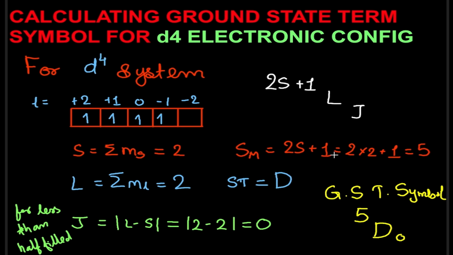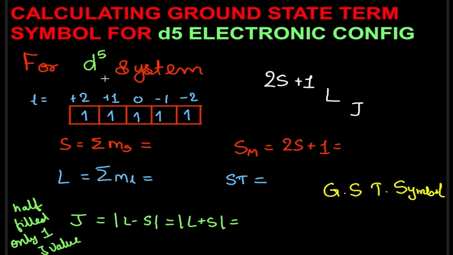Similarly, for the d4 system, again there are 4 electrons, so the spin will be half plus half plus half plus half, so the spin is 2, and the spin multiplicity is 2 into 2 plus 1, which is 5. The value of capital L is 2 plus 1, that is 3, and then minus 1, so the value of L will be 2. The spectroscopic term corresponding to L equal to 2 is again D, and L minus S, that is 2 minus 2, will be 0. Hence the ground state term symbol will be quintet D0.